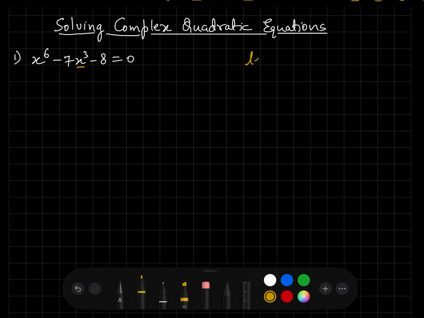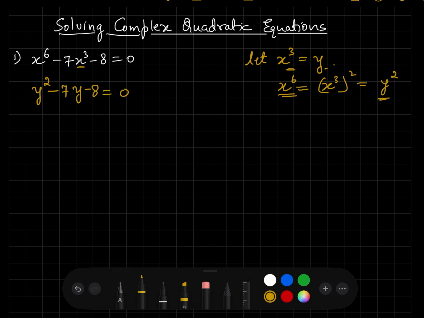So I will be writing, let x cube is equal to y. When x cube is equal to y, x raised to the power 6 will be what? x raised to the power 6 is x cube whole square, so we can say this is y square. And x cube is y. So now I think you can easily see this is reduced to our quadratic equation: y square minus 7y minus 8 equal to 0.